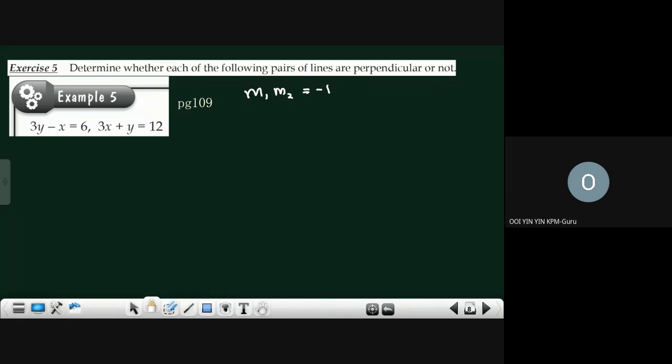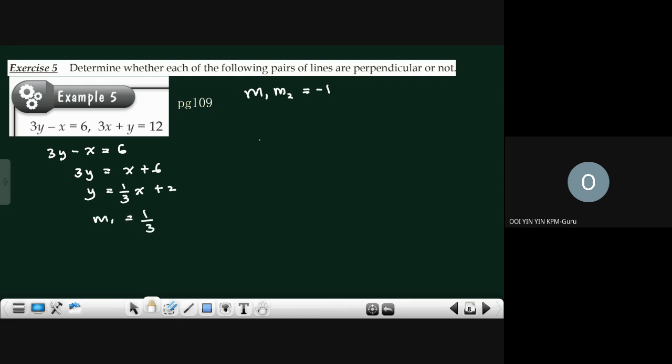So now determine whether each of the following are perpendicular or not. Same as just now, we just have to look at the gradient. Your equation is 3y minus x equals 6. We want to rearrange it in y equals mx plus c so that we can look easily. So 3y equals x plus 6, and then dividing by 3, you get y equals 1 over 3 x plus 2. So your m1 here is 1 over 3.